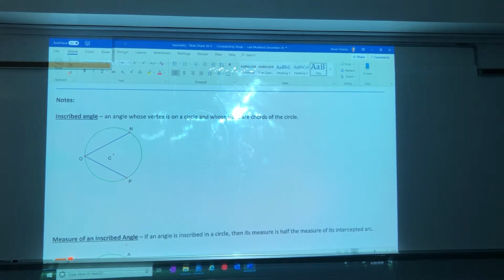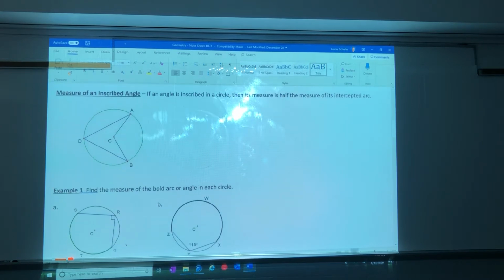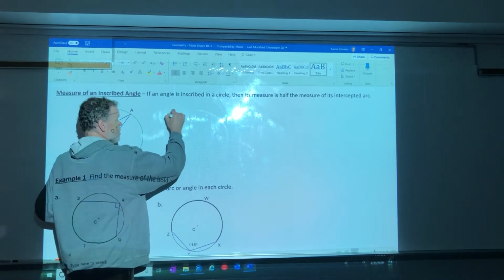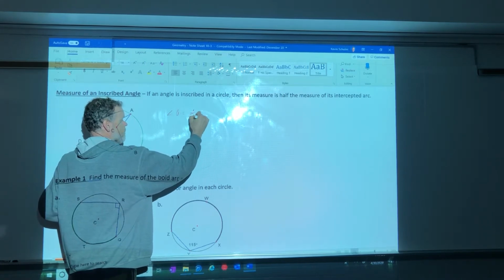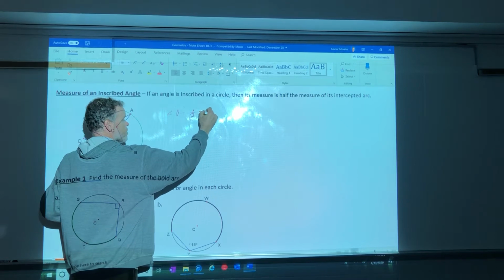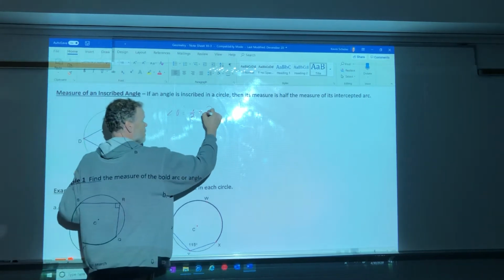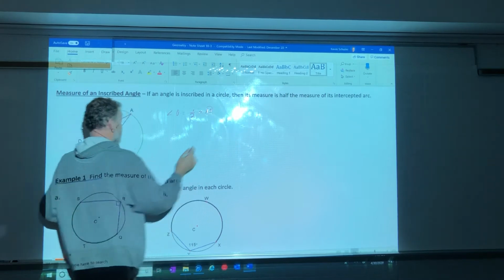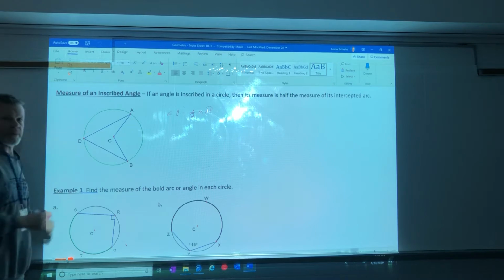Okay. Now, to find the measure of an inscribed angle, your angle here, angle D, is going to equal 1/2 the measure of arc AB. So whatever this arc is here, this angle is going to be half of that.